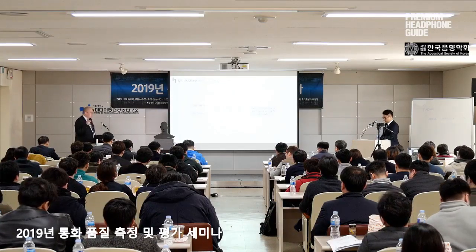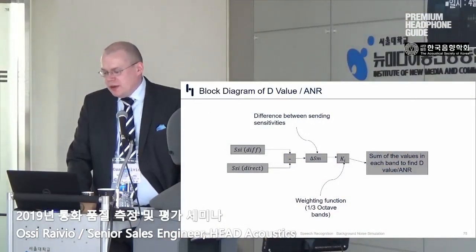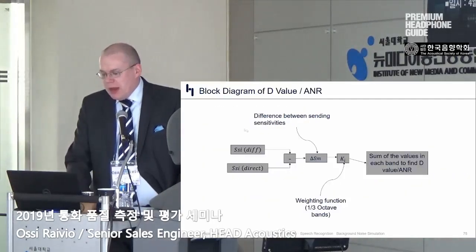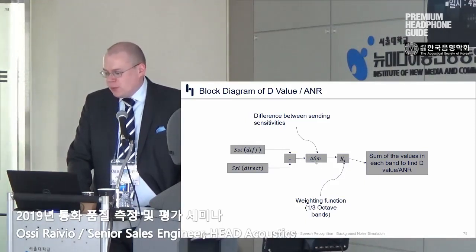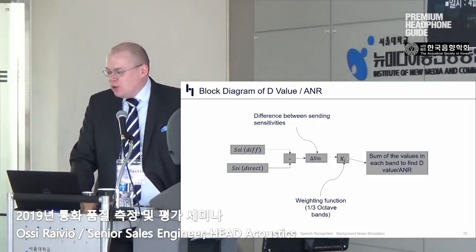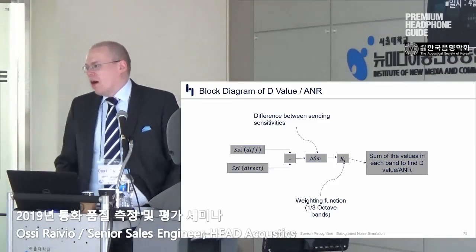So this picture actually really summarizes it, that in both cases you take the sensitivity of the direct sound, and then you take the sensitivity of the diffuse, so this is the background noise. You subtract them from each other, so you will end up with the difference between the sensitivities, and then you have some weighting function, which is different between D value and ANR, and when you do the sum, you will then get the D value or ANR number.